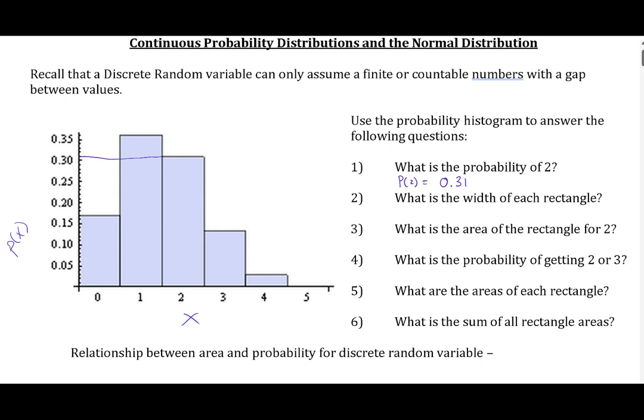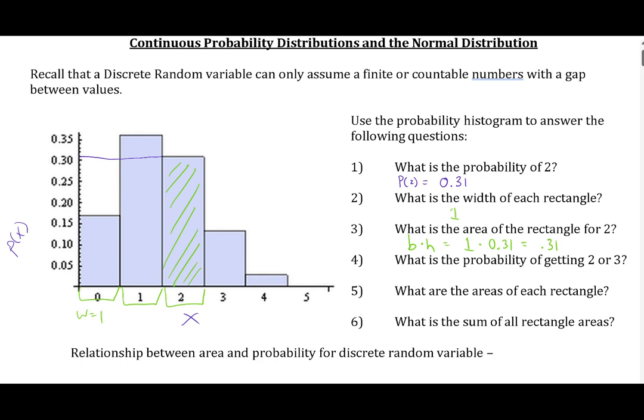Now we're going to build into this idea of the area underneath the curve. So let's first look at the width of each of these rectangles. If this is from 0 to 1, and 1 to 2, and 2 to 3, the width of each of these rectangles is 1. So therefore the area for the rectangle that is 2 is the width, or the base, times the height, which would be 1 times the height of 0.31, which would just be 0.31.